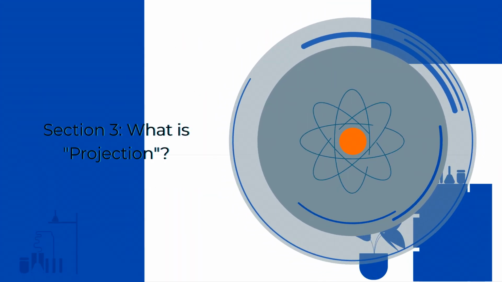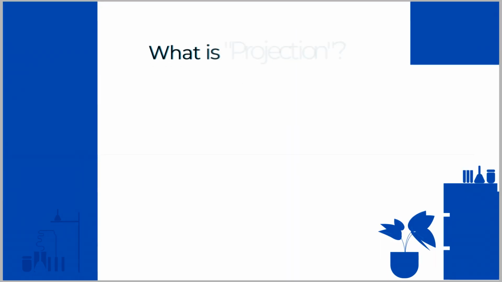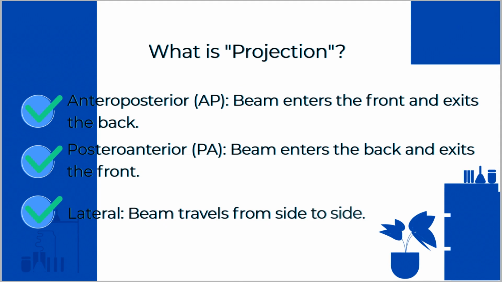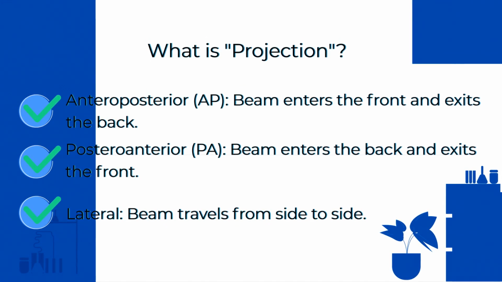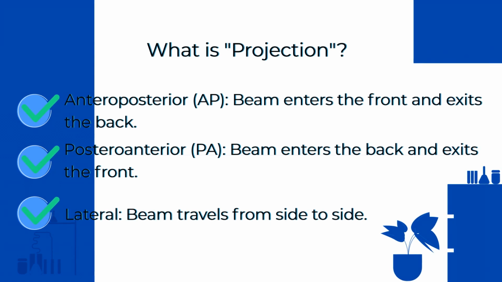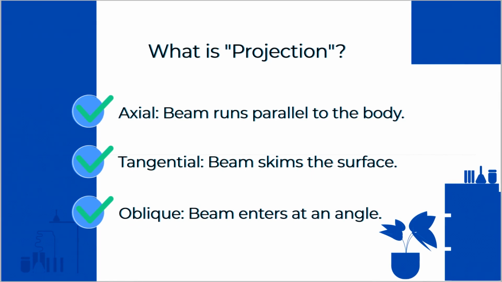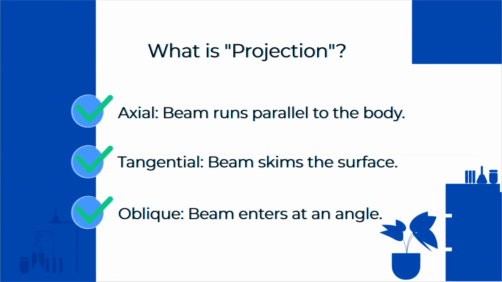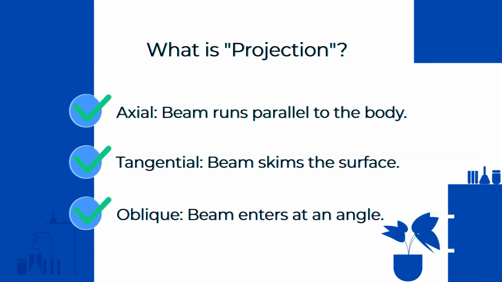Section 3, What is projection? Projection describes the path of the X-ray beam as it travels through the patient's body to the imaging receptor. It is named according to the beam's entry and exit points. The most common terms seen in radiology charts are anteroposterior (AP), posterior-anterior (PA), lateral, axial, tangential, and oblique. Regardless of the patient's posture, the projection refers to the direction of the beam, not the patient's position.